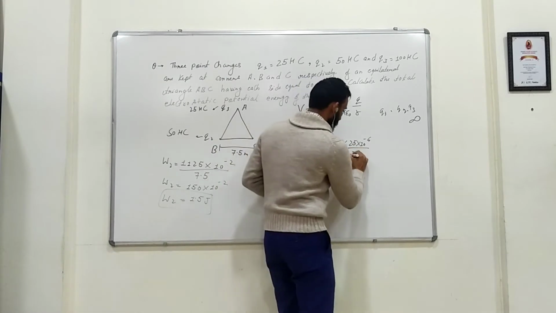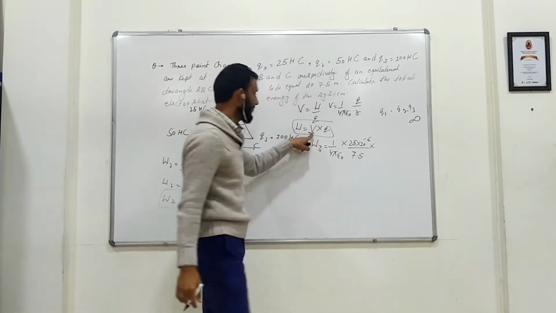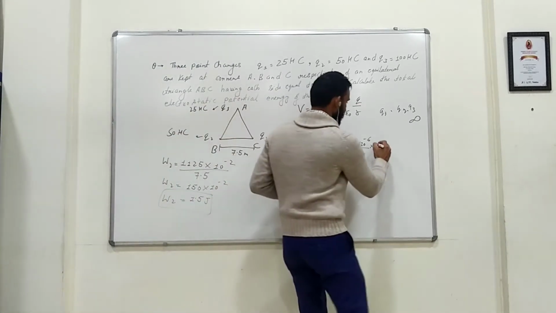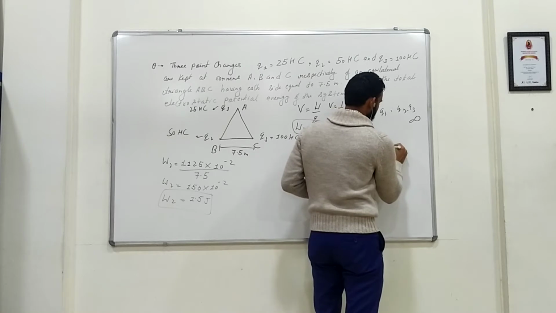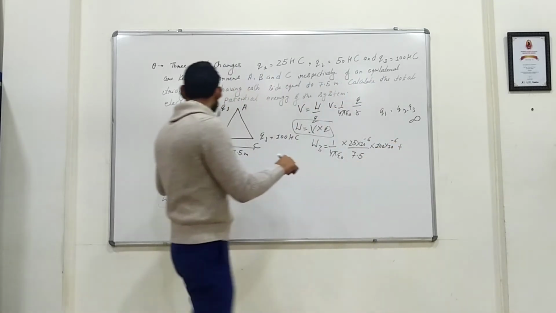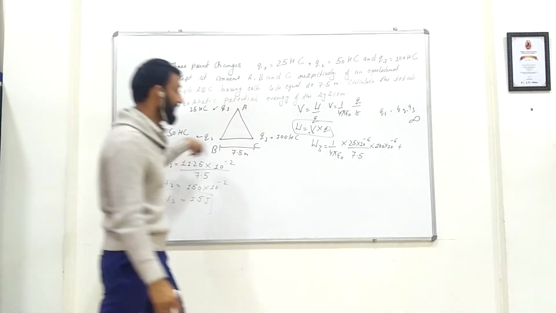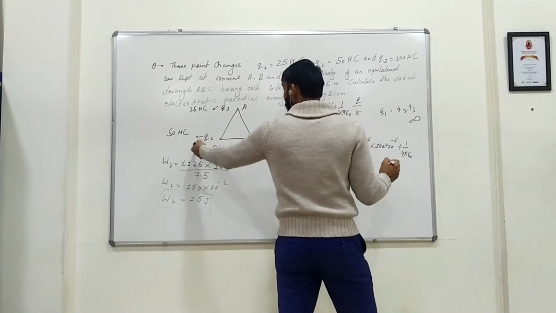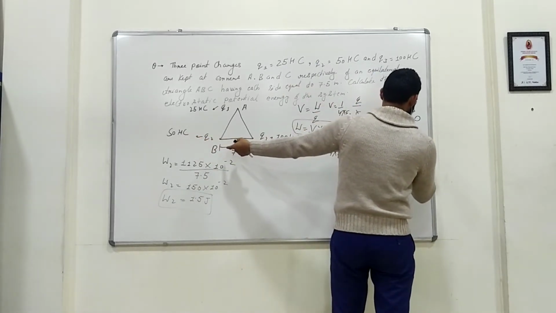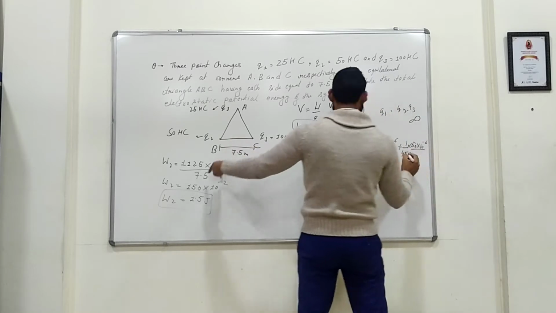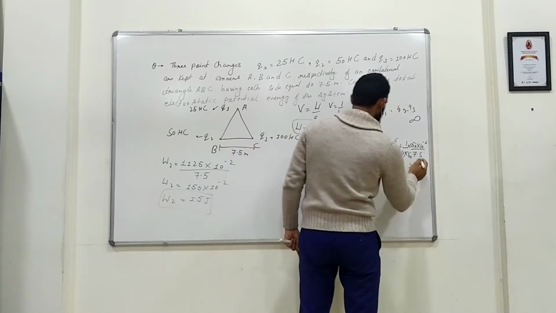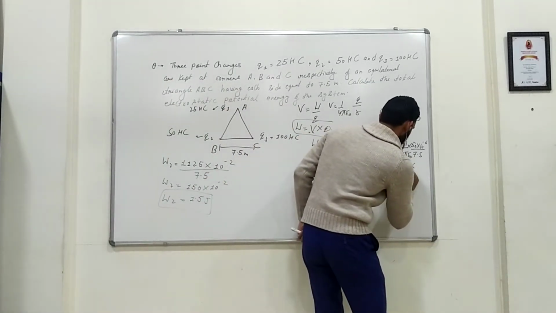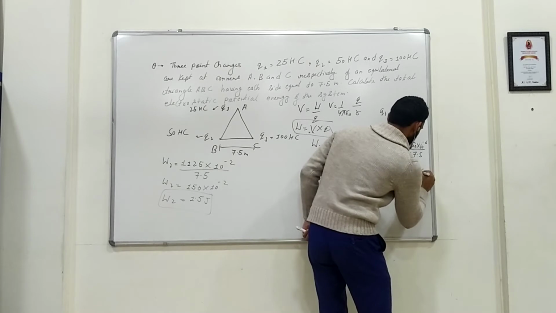R is 7.5, into V into Q. Q is Q3. The value of Q3 is 100 microcoulomb, 100 into 10 to the power minus 6. Then plus, next will be the potential of this charge. So again V, whose potential 1 upon 4 pi epsilon naught, Q2's potential, that is 50 into 10 to the power minus 6 upon R, that is 7.5, into Q3. How much is Q3? 100 into 10 to the power minus 6.